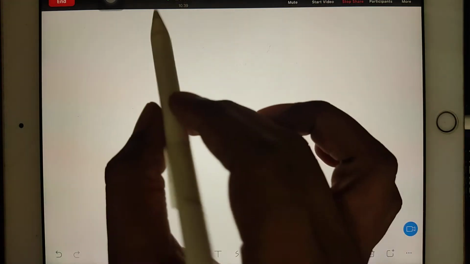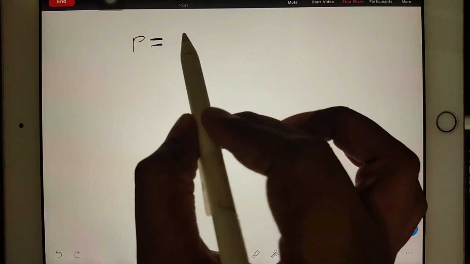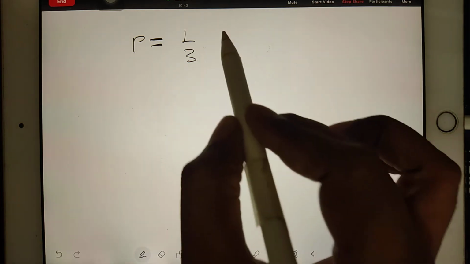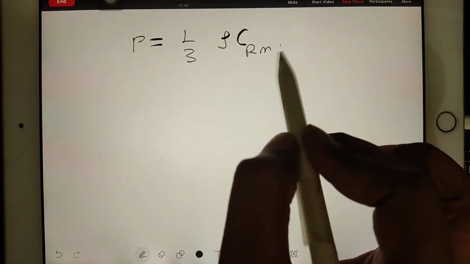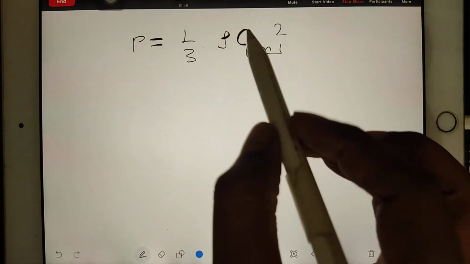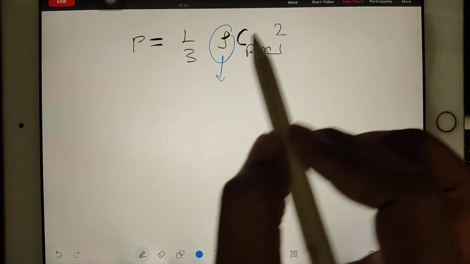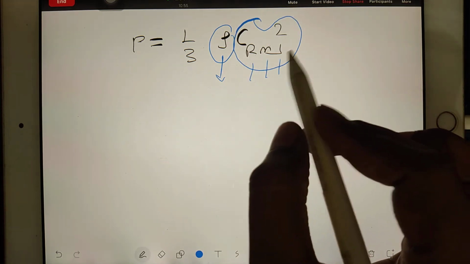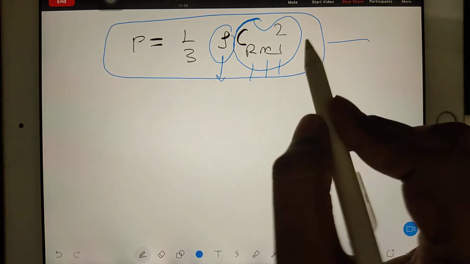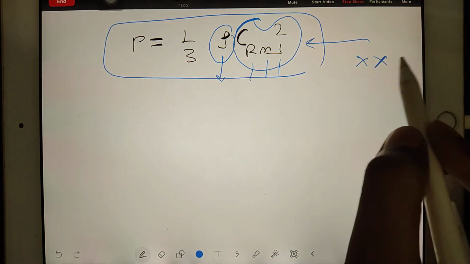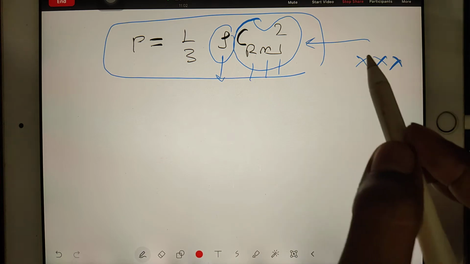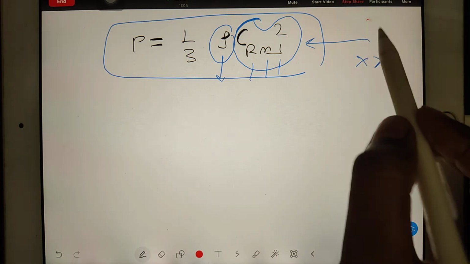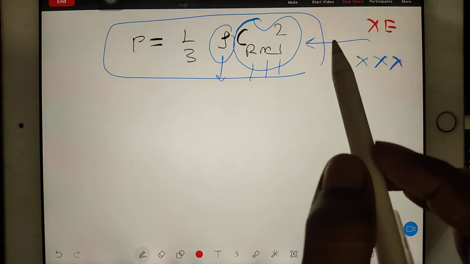Static pressure has its own formula, dynamic pressure also has its own formula. If you want to calculate static pressure, then the static pressure formula is 1 by 3 rho c RMS square. Here rho is the density of the fluid, c RMS is the root mean square velocity. But this formula is for thermodynamics. Based on this formula, you will not expect a question in GATE aerospace department. Definitely in XE or mechanical a question may appear from this.